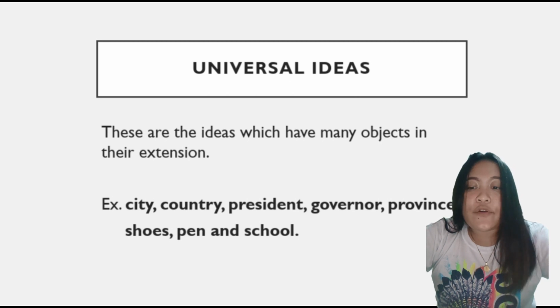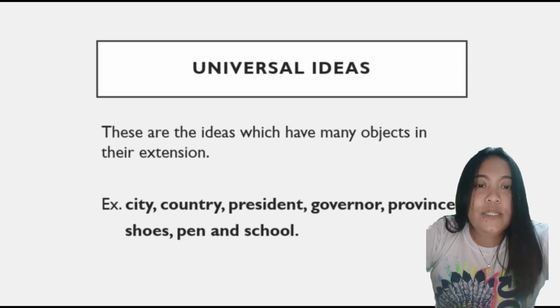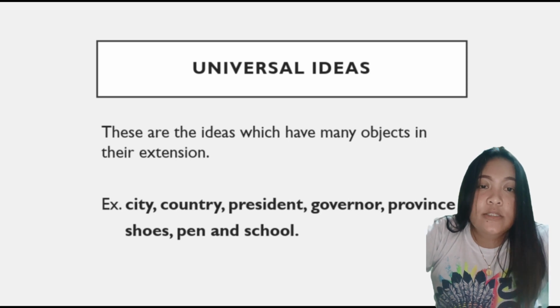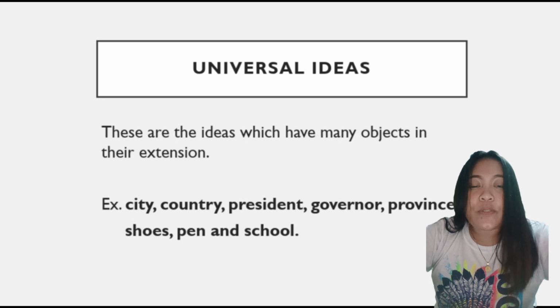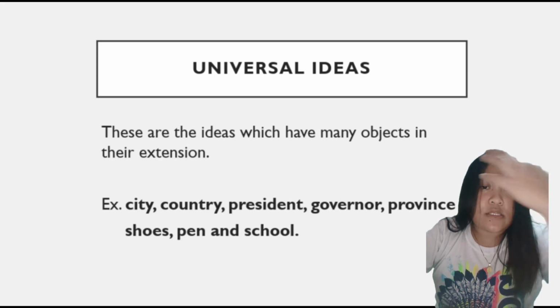Next, we have universal ideas. Universal ideas are ideas which have many objects in their extension. Examples of universal ideas are city, country, president, governor, province, shoes, pen, and school. Those were the examples of universal ideas, ideas which have many objects in their extension.